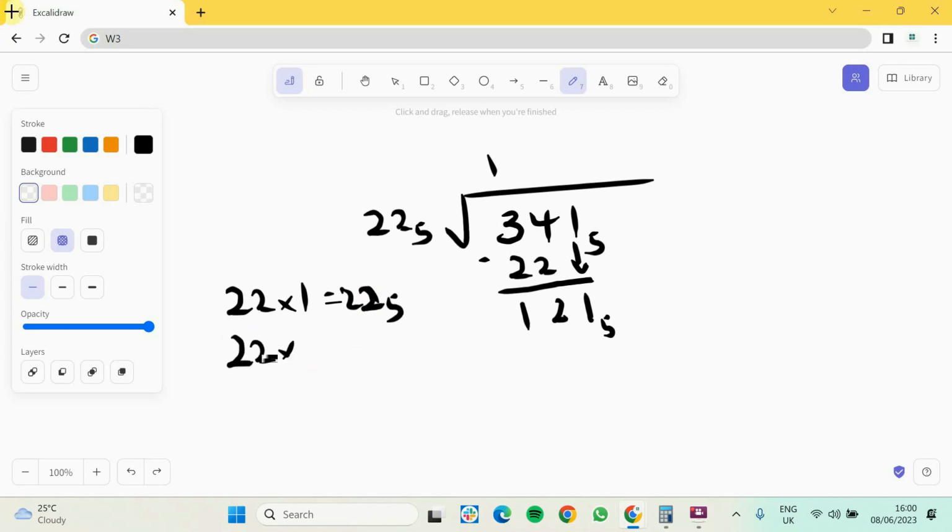22 times 2 in base 5, right? 2 times 2 is 4. 4 is less than 5, so we are good. 2 times 2 is also 4. 4 is less than 5, so we are good. So 44, right? What is 22 times 3?